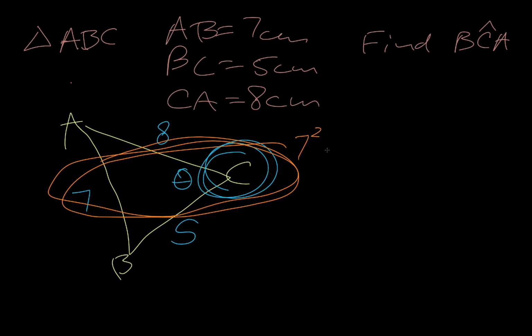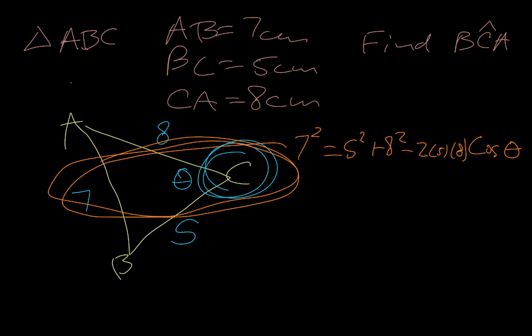Now remember, when we're doing cosine rule, all that really matters is the opposite things. So we say 7 squared equals cosine theta, because 7 and theta are opposite each other, and then the order of the other ones doesn't matter. So 5 squared plus 8 squared minus 2 times 5 times 8.